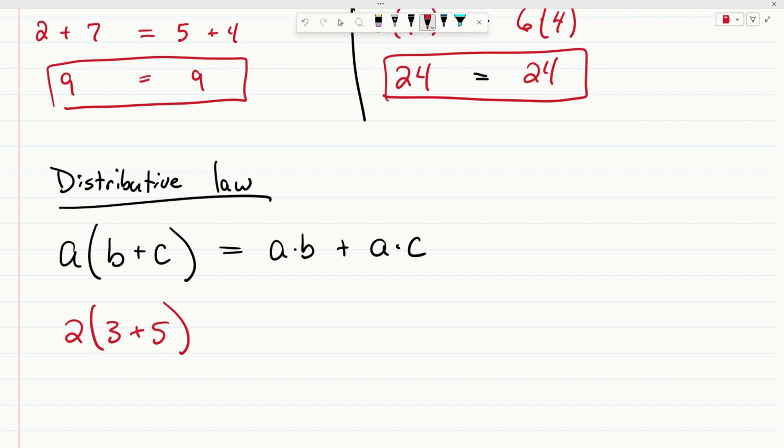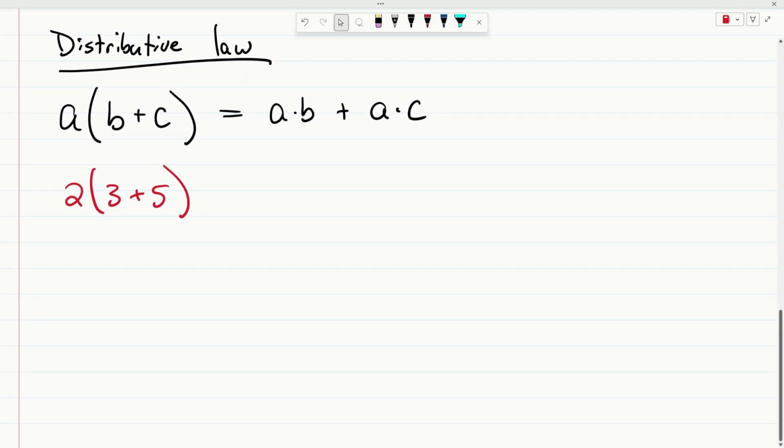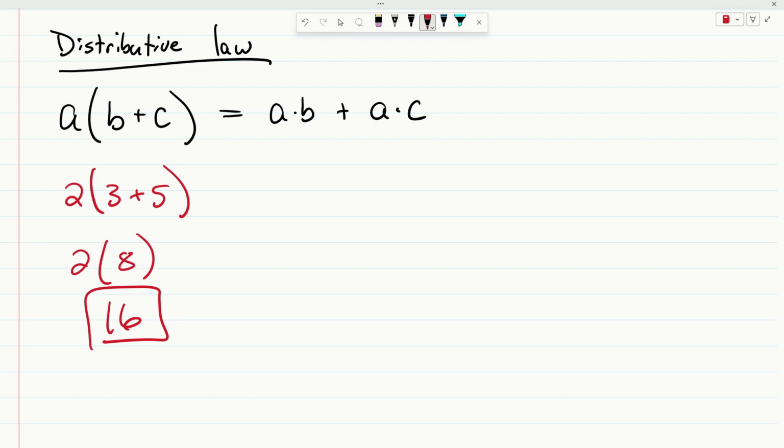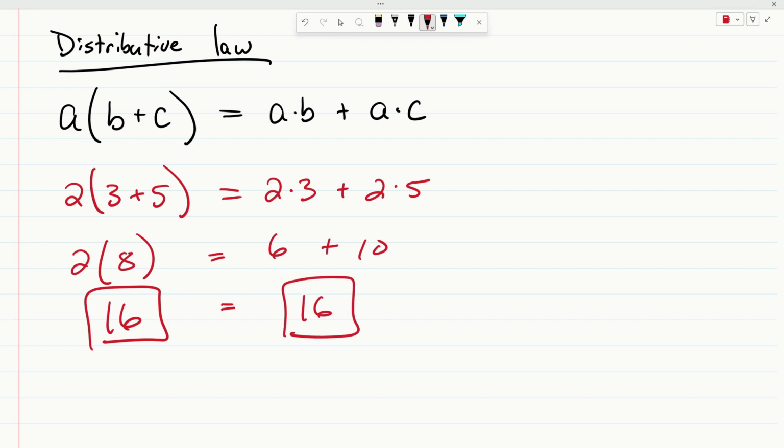An example of this would be something like 2 times the quantity 3 plus 5. If you do 3 plus 5 first, you get 8. I'm sorry, not 15. Don't kill me in the comments. You get 8. And then 2 times 8 is 16. Now, what if we distributed the 2 first, and then we did our multiplications? 2 times 3 is 6. 2 times 5 is 10. Notice that you get 6 plus 10, which is still 16. So this is a review of the fundamental laws of algebra.